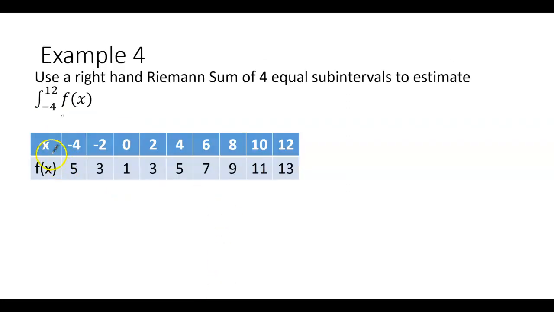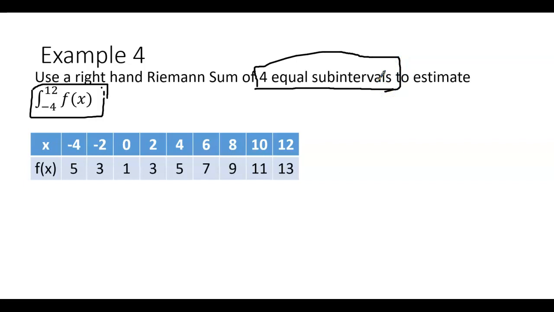Example 4. Use a right-hand Riemann sum, but notice there's something different here, of 4 equal subintervals to estimate this integral. Now, basically what this means, 4 equal subintervals, is that they only want 4 rectangles. That's what they mean. They only want 4 rectangles in this problem.